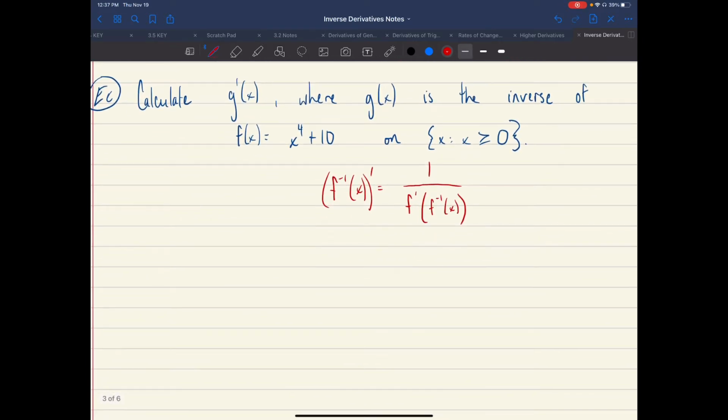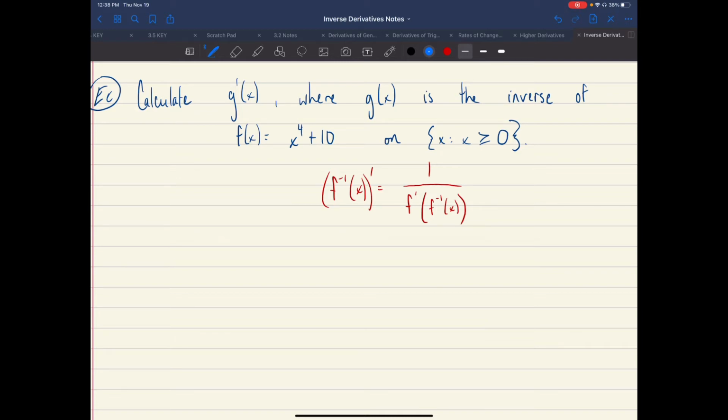Okay, so let's make it a little more complicated. I do have that formula right below so that we can reference it. It says calculate g prime of x, where g of x is the inverse of f of x on the domain x is greater than or equal to 0. We don't really need the domain there. I just have to state a domain in order for it to work. So we're going to use this formula in this case.